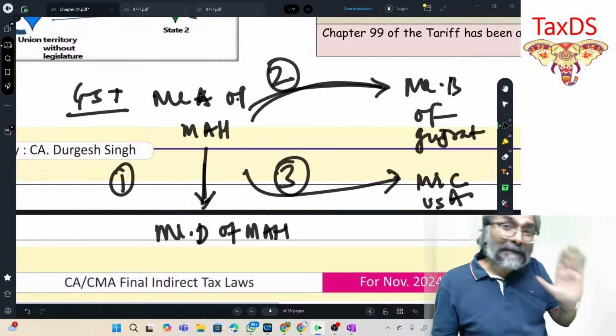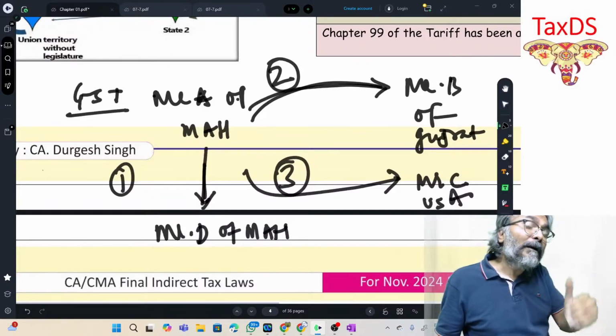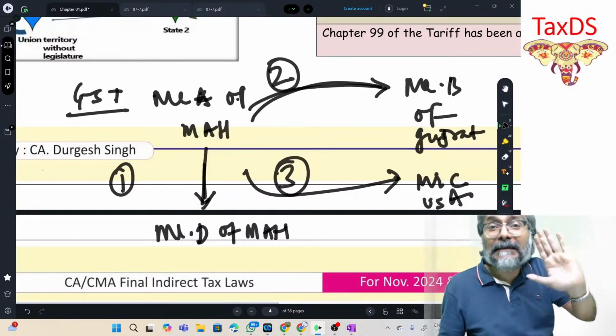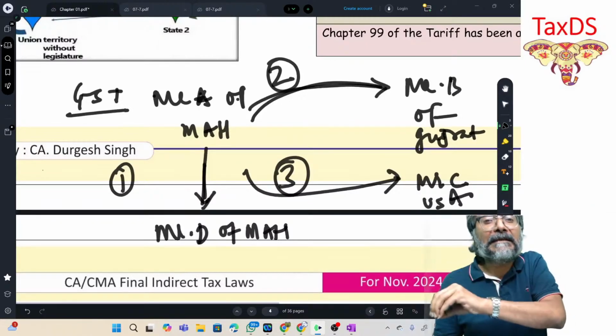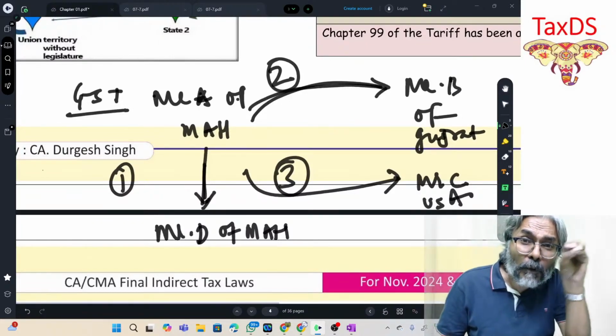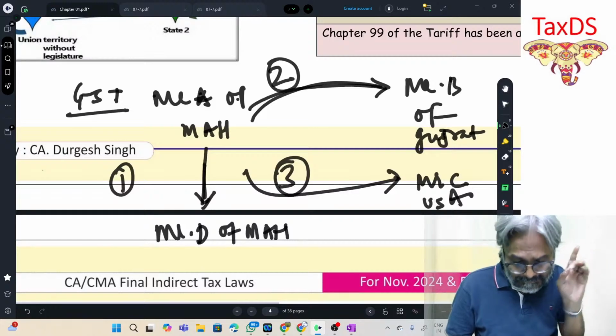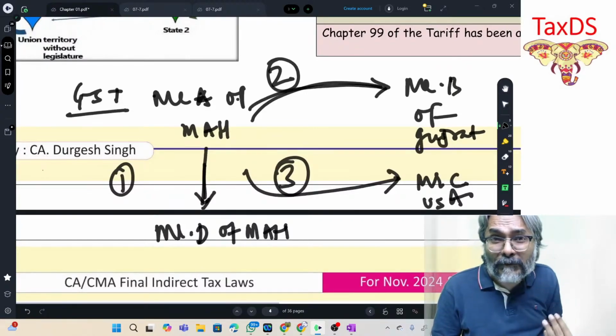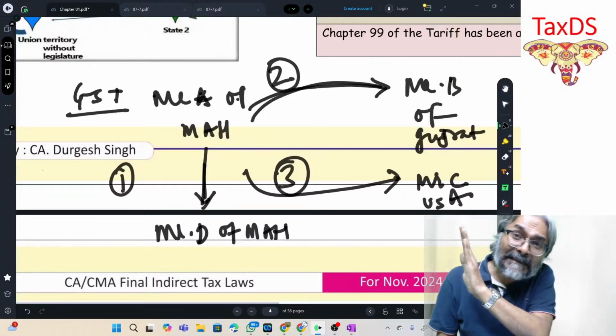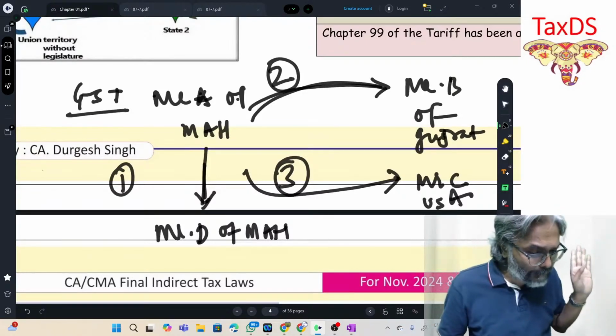So that question would be about the levy of GST. Then you are right that India cannot levy the GST. But here the question was, what is the type of supply? And the supply in this particular case would be an interstate supply for 2 and 3. Outside the state, any supply is an interstate supply. Is that point clear to all of you students?